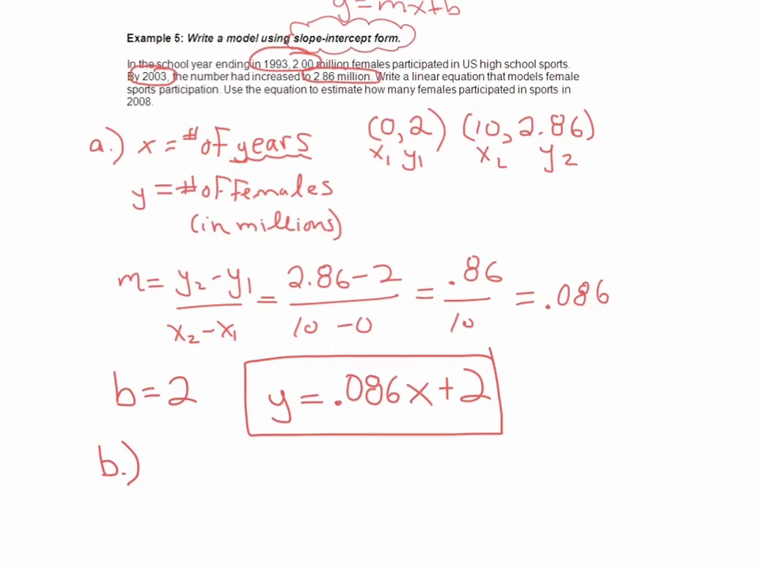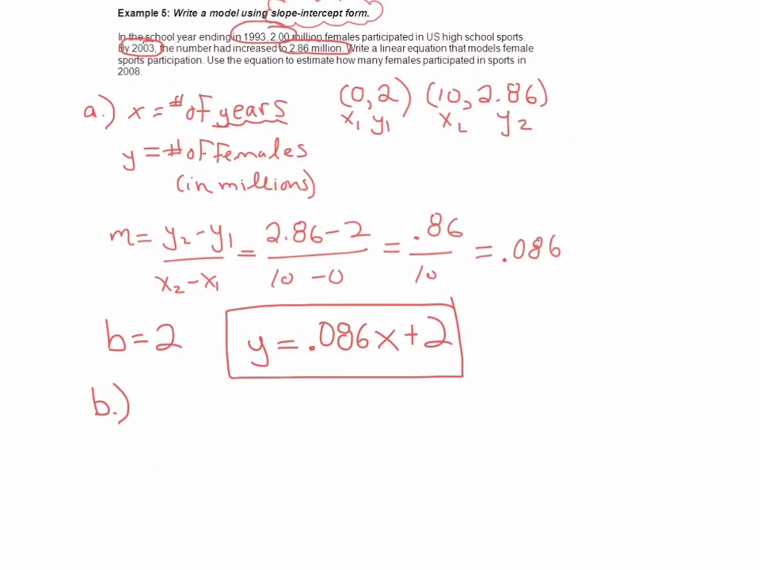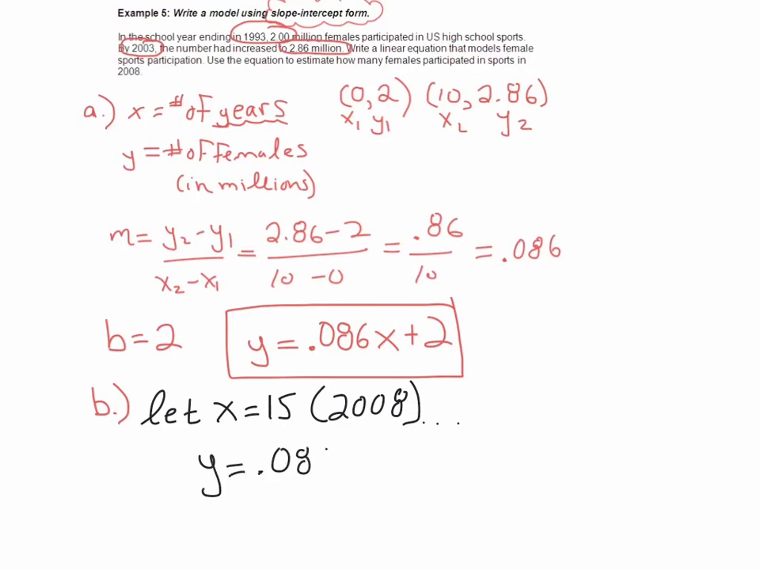Because 2008 is 15 years away from 1993, in this problem we're going to let x equal 15, because that would be the year 2008. The model starts in 1993. So we're going to go ahead and plug and chug a little bit on our calculators. Let our x value equal 15. And when I work this out, I got about 3.29.